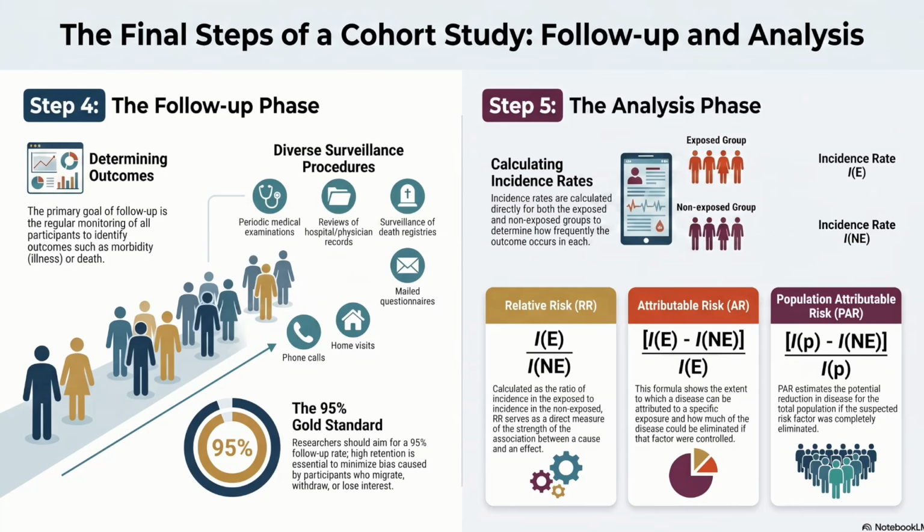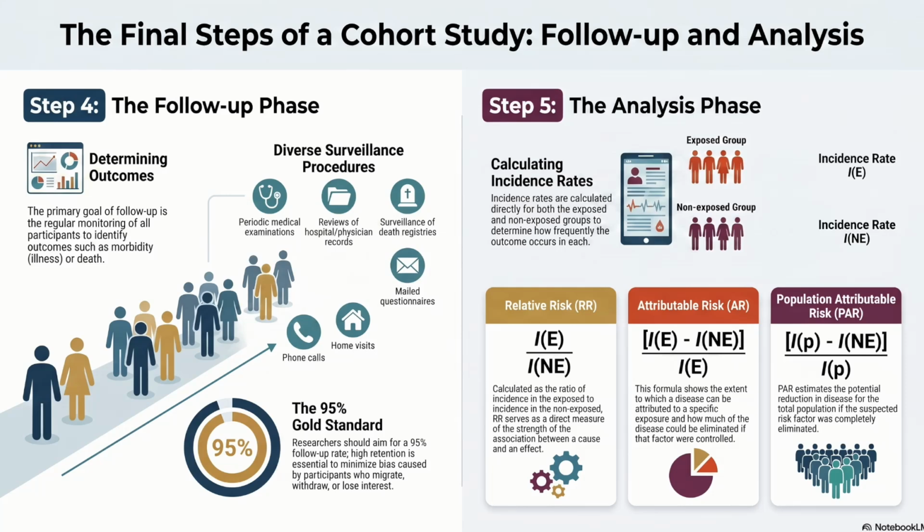When participants migrate, withdraw, or become unreachable, loss to follow-up occurs. Excessive loss to follow-up may introduce bias and reduce the validity of the study findings. The final step is data analysis. Researchers calculate the incidence of disease separately in the exposed and non-exposed groups. Since cohort studies measure new cases over time, they allow direct estimation of incidence.